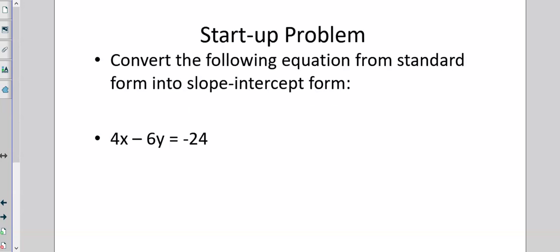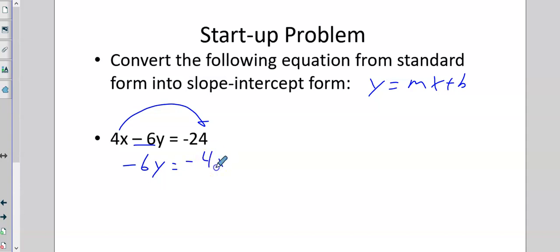So first off, convert the following equation from standard form into slope-intercept form. So remember, slope-intercept is y equals mx plus b. So we need to move this over here. Leave that negative with the 6. The 4x, when we move it over, we subtract 4x. And we write the 24 second. Do not combine those. This is not negative 28x. It's y equals mx plus b.